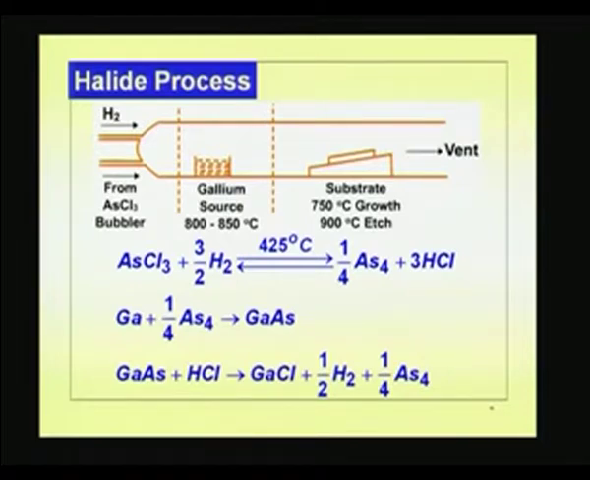One zone where you can heat it to about 800-850 degrees centigrade. Simultaneously, you must be able to heat the other zone to 750 degrees centigrade for growth. So, the philosophy here, or the approach, is you have hydrogen gas and arsenic trichloride liquid. Okay. You have a bubbler, you pass hydrogen through that. Okay.